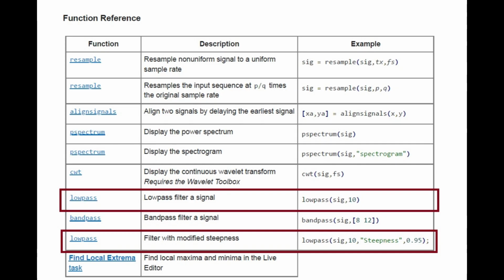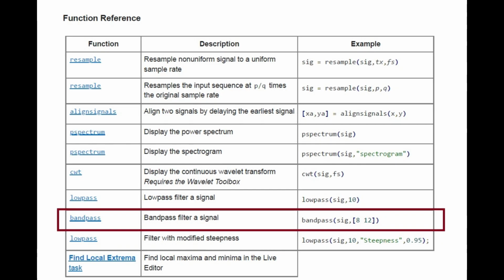Low-pass with modified steepness: applies a low-pass filter with a specified steepness of the transition band. Example: lowpass(sig, 10, 'Steepness', 0.95). Explanation: this adds an additional parameter to control the steepness of the filter, which defines how sharply the filter cuts off frequencies above the threshold.